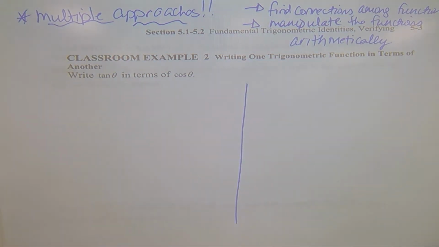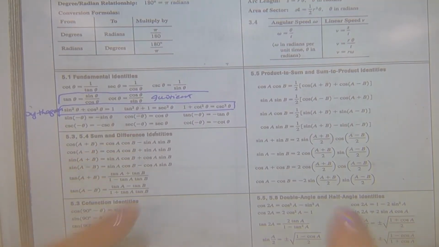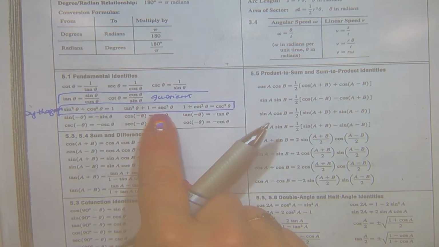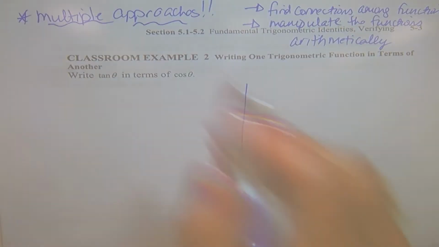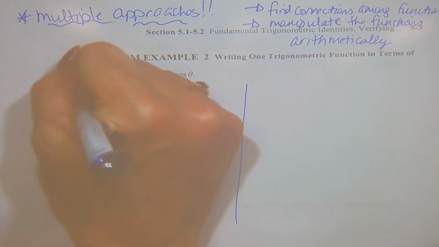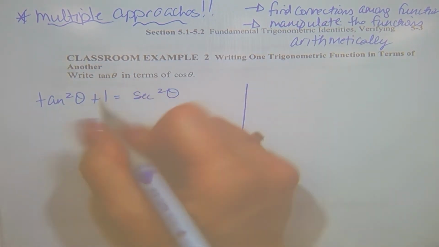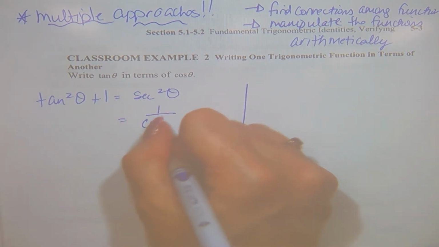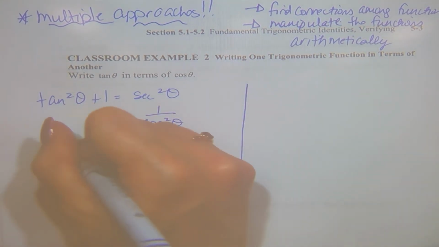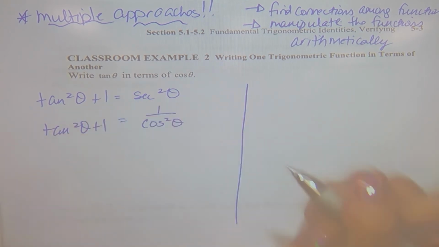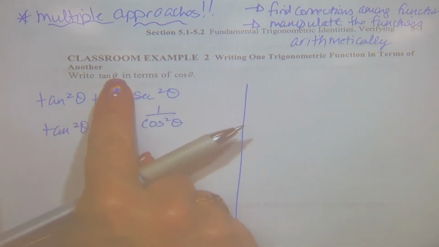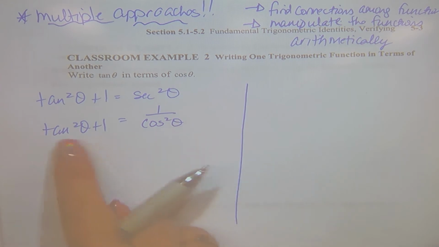Tangent to cosine. Well, I do not have an identity that gives me tangent to cosine. But if I look at my Pythagorean identities, I have tangent to secant, and secant is the reciprocal of cosine. So let's start here. Let's start with tangent square theta plus 1 equals secant square theta. And like I just said, secant is the reciprocal of cosine. And I want to solve for tangent in terms of cosine. I've got it down to just tangents and cosines, so I'm doing really, really well.